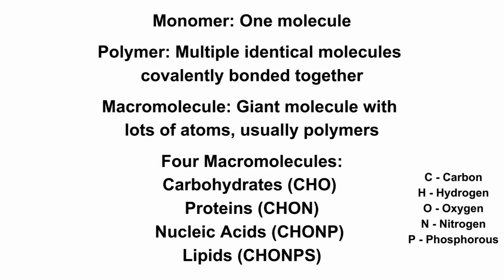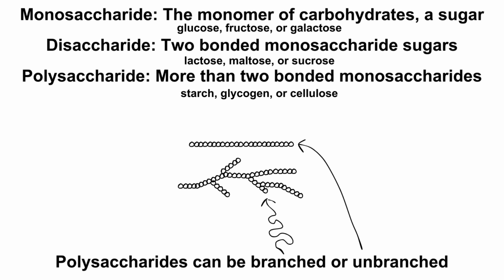Moving on. One molecule is called a monomer, while multiple identical molecules covalently bonded together make polymers. A macromolecule, which is a giant molecule with lots of atoms, and the most important subject in this unit, is usually a polymer too. You need to know these 4 kinds: proteins, nucleic acids, carbohydrates, and lipids. Next, the monomer of carbohydrates is a sugar called a monosaccharide. 2 bonded monosaccharide sugars is called a disaccharide, and more than that is called a polysaccharide, and can be branched or unbranched.